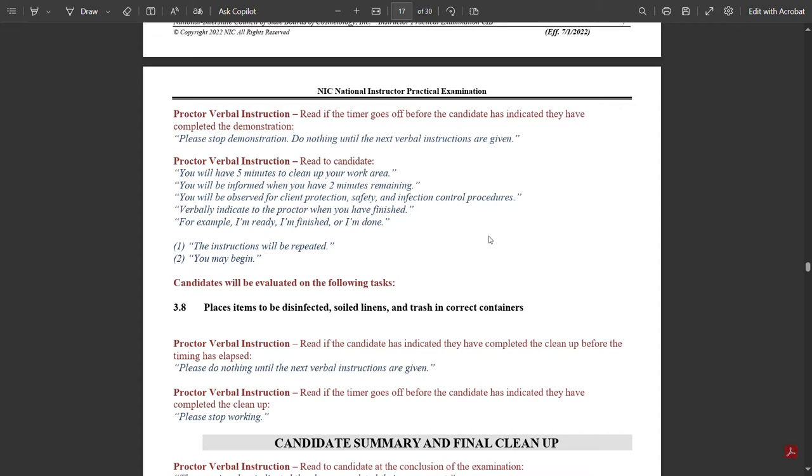You will be observed for client protection, safety, and infection control procedures. Verbally indicate to the proctor when you have finished. For example, I'm ready, I'm finished, or I'm done. The instructions will be repeated, and you may begin.